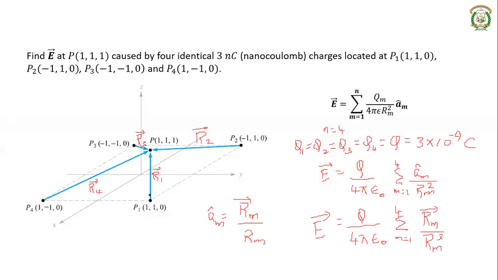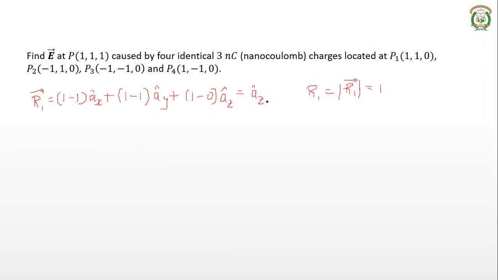So how do you say it is correct or not? If you look at this, R1 is the distance from this point to this point. This point is at Z equal to 0 and this point is at Z equal to 1. The rest of the coordinates are the same, X and Y components are the same. That means the distance is 1 unit in the Z direction. That's why it's correct. R1 is AZ and the magnitude of R1 is 1.